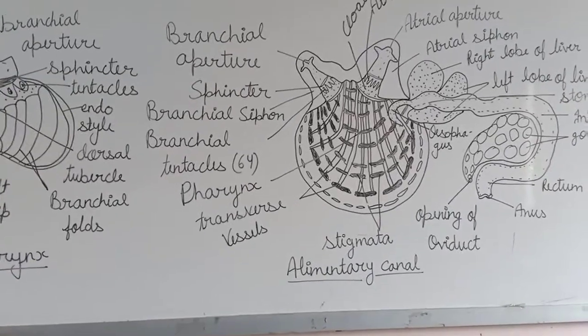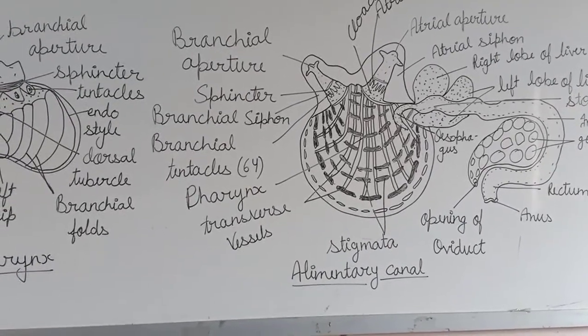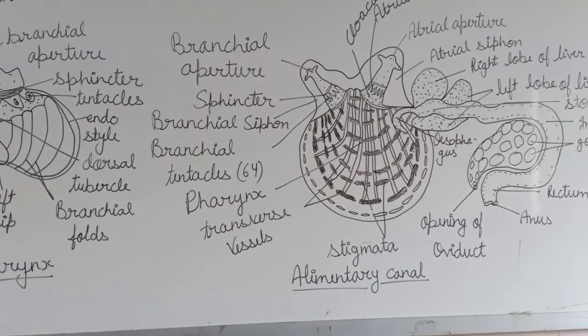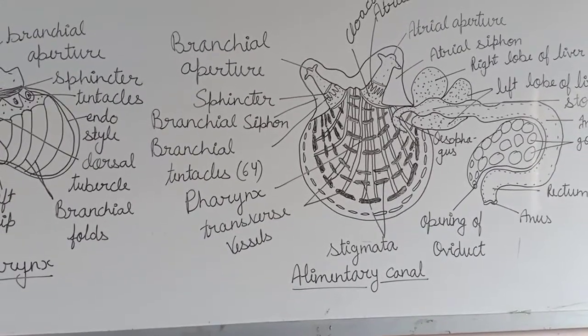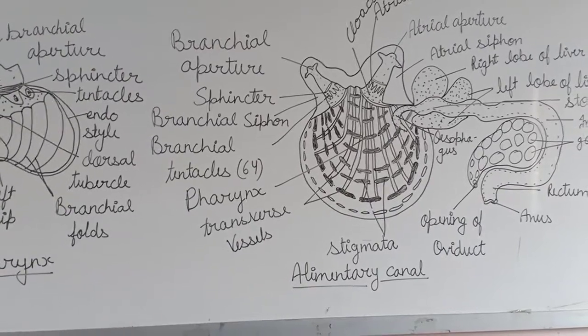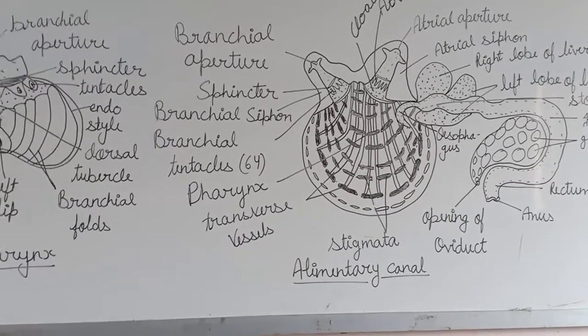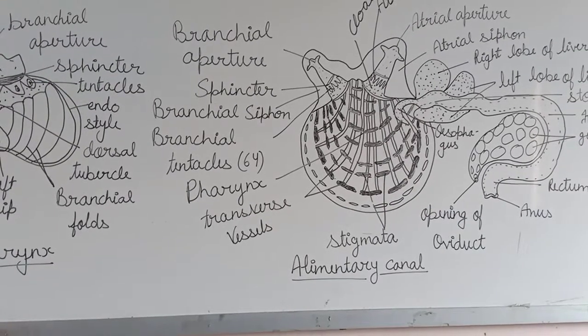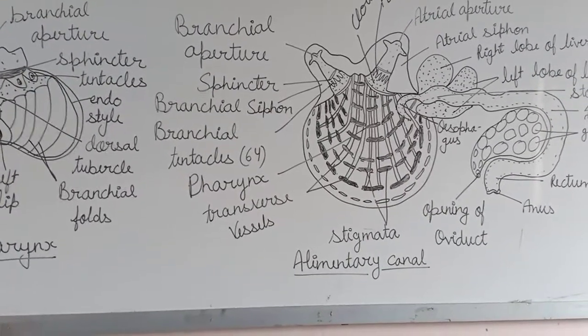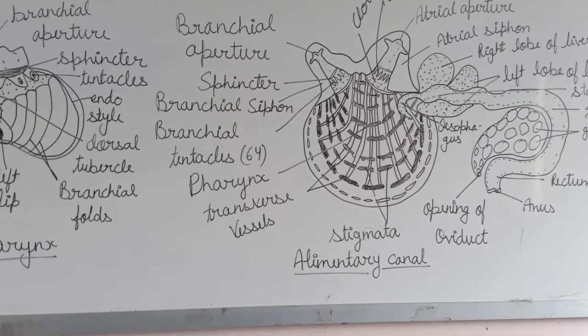Now the stomach is wider than the esophagus. Its walls are thin and have branching pyloric glands that open in the middle of the intestine. Now intestine. The stomach opens into the intestine which forms a single loop. The distal limb of the loop is called the rectum.